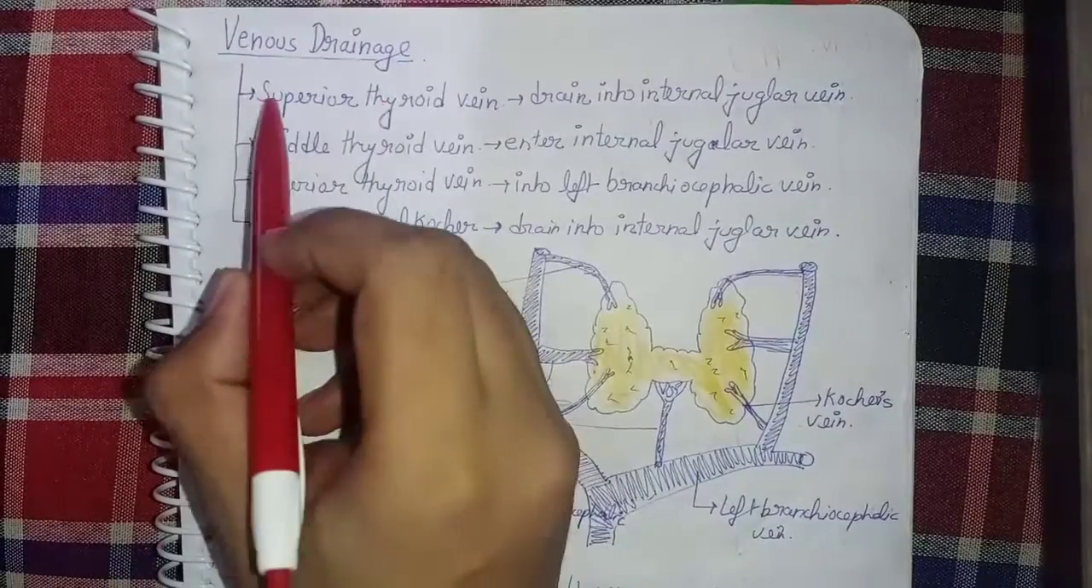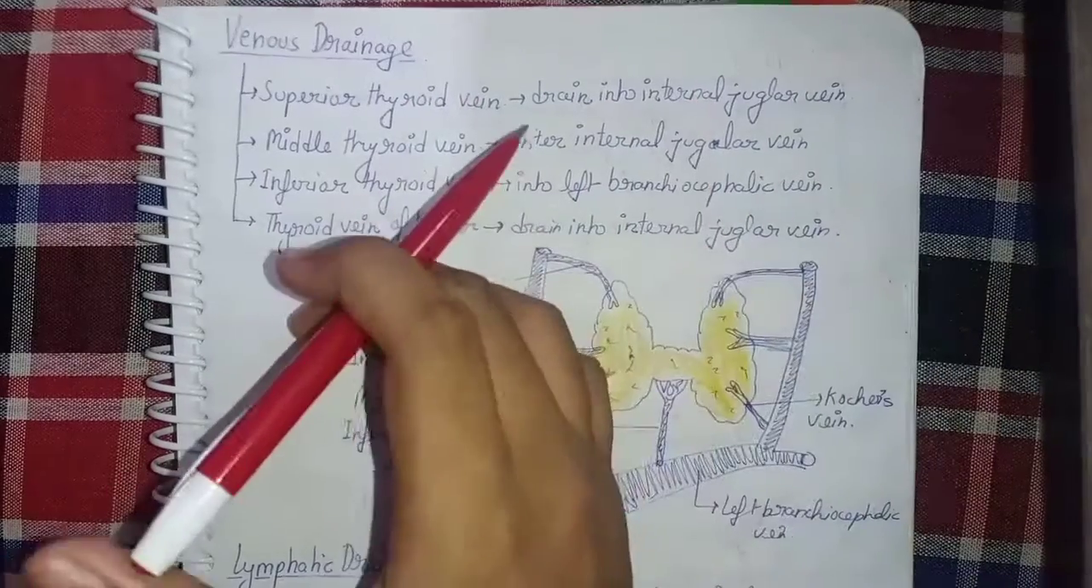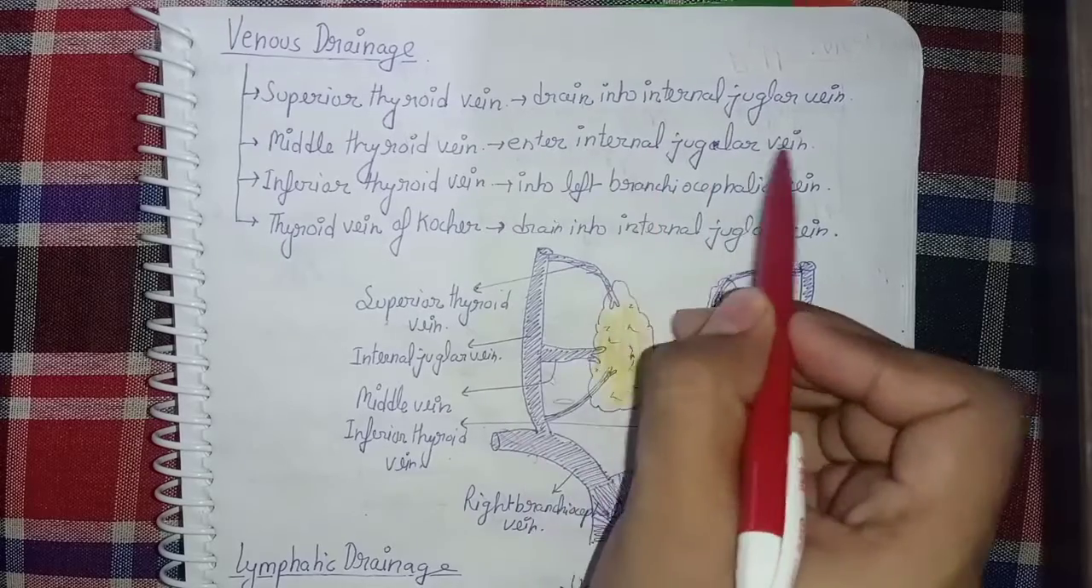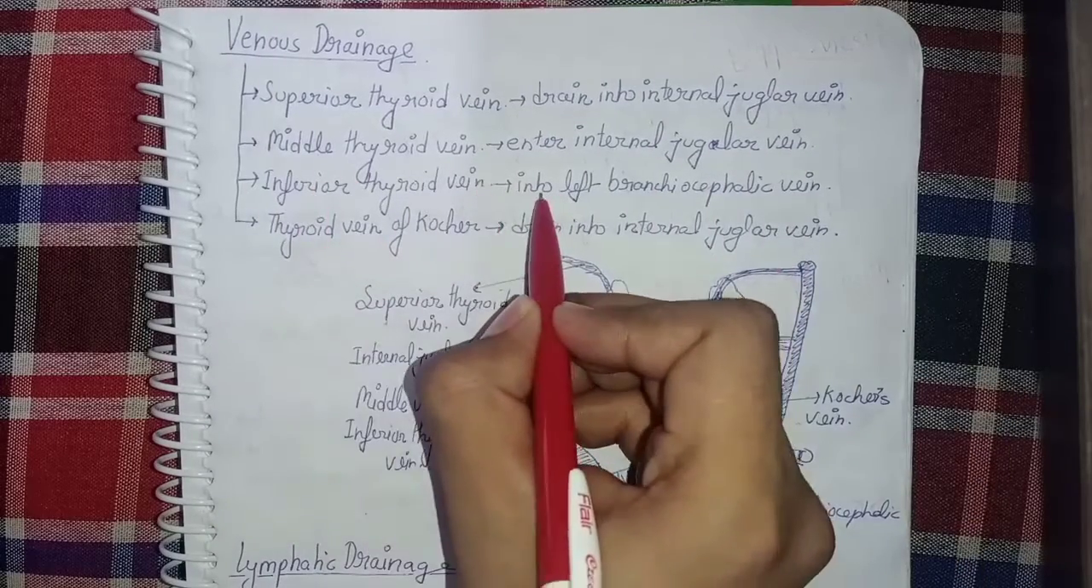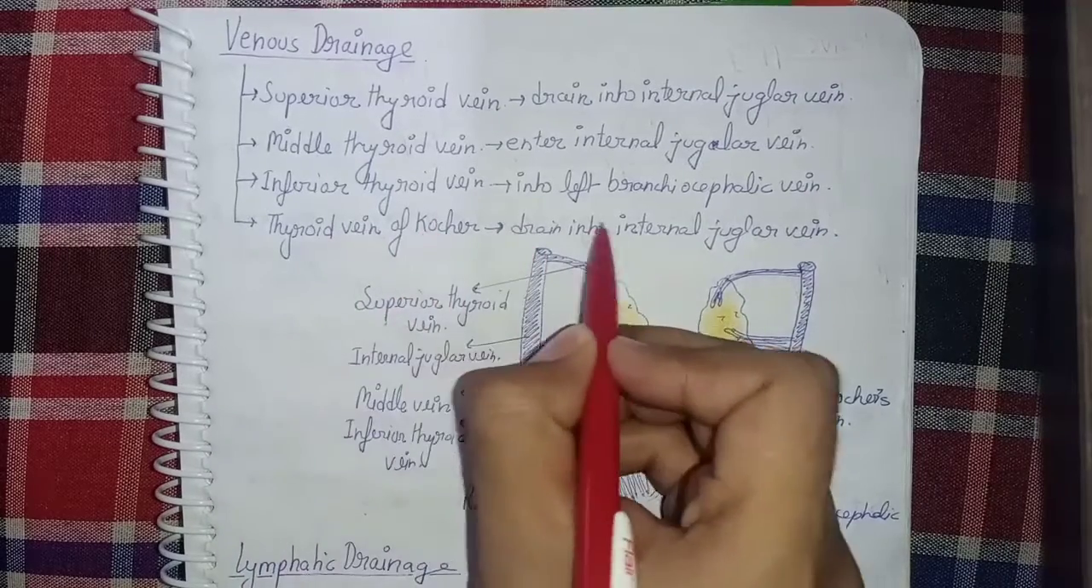Coming to venous drainage of the thyroid gland, there is the superior thyroid vein, which drains into the internal jugular vein. Then there is the middle thyroid vein, which ends into the internal jugular vein, then the inferior thyroid vein, which drains into the left brachiocephalic vein, and the thyroid vein of Kocher will drain into the internal jugular vein.